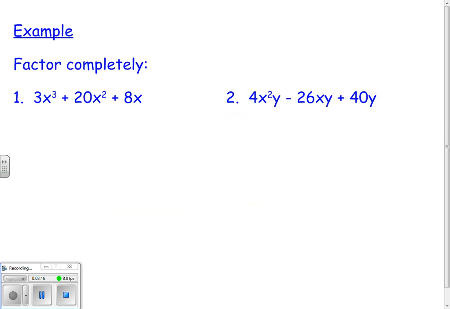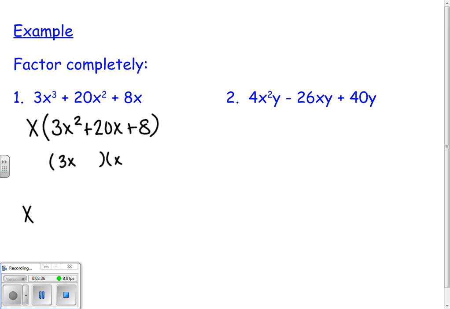So now they're going to tell you to factor completely. This is putting absolutely everything together. Remember, your first job is to look for a GCF. In number 1, I see a GCF of x, which leaves me with a 3x squared plus 20x plus 8. I have to try to factor this further. So I'm going to leave the x out front and see if I can factor this. It's going to have to be a 3x and an x. I'm going to place factors of 8.